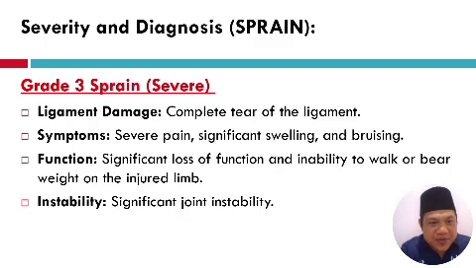Lastly, grade 3 sprain, considered as severe. Ligament damage, complete tear of the ligament. Symptoms, severe pain, significant swelling and bruising. Function, significant loss of function and inability to walk or bear weight on the injured limb. Instability, significant joint instability.